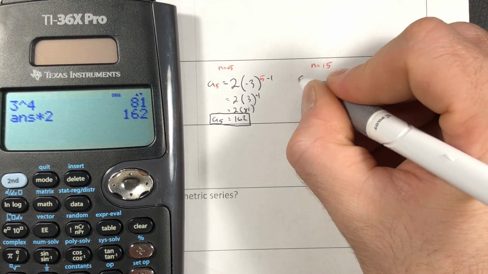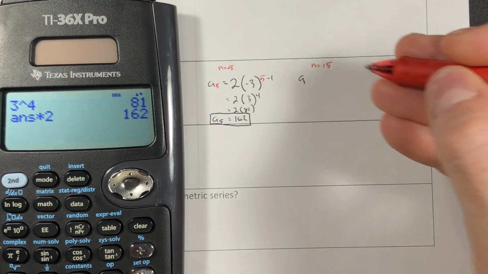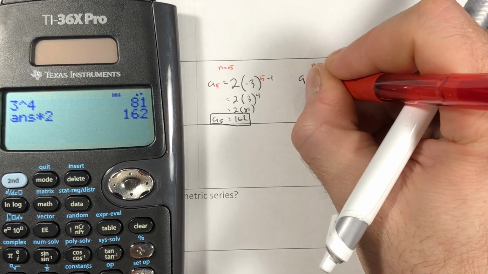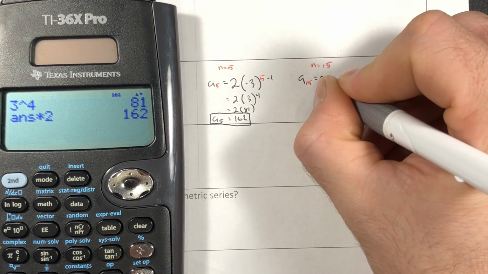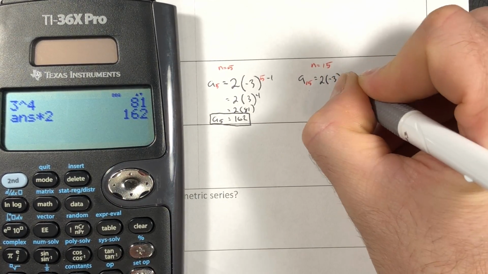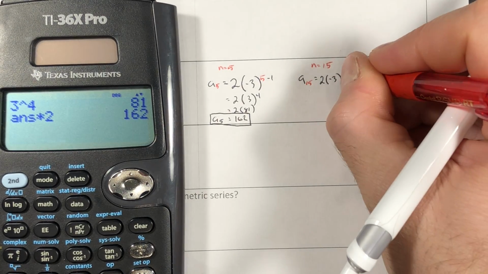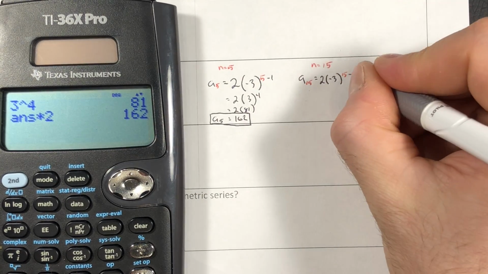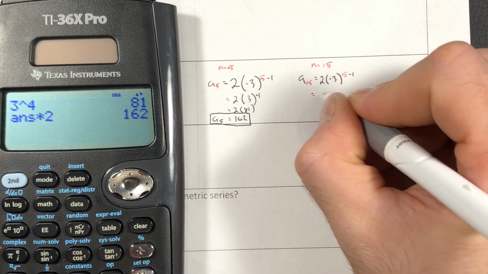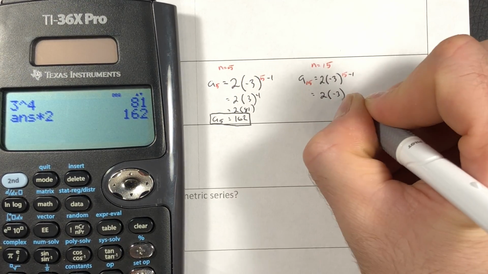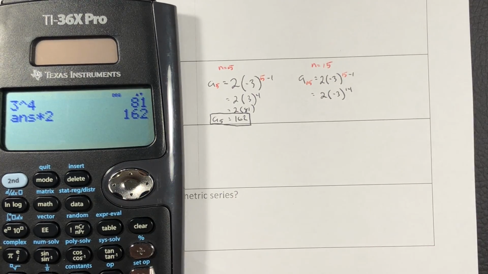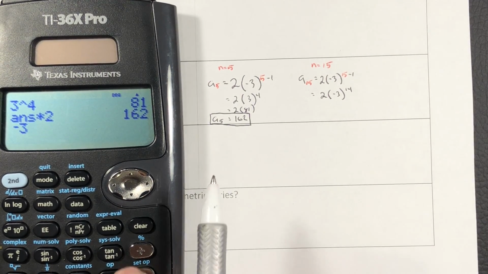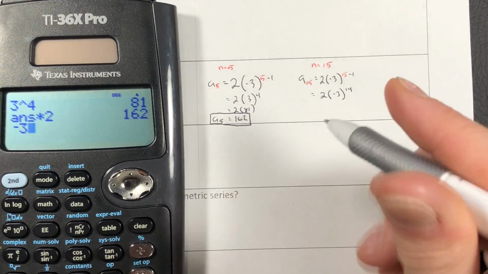So if we do this with a sub 15, it is equal to 2 times negative 3 to the 15 minus 1 times, which means it's 2 times negative 3, 14 additional times to get to that 15th spot. So let's see what this number is. Ooh.